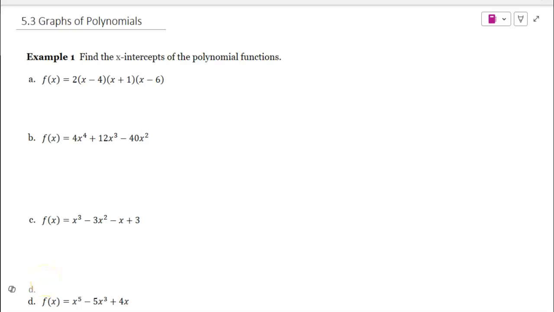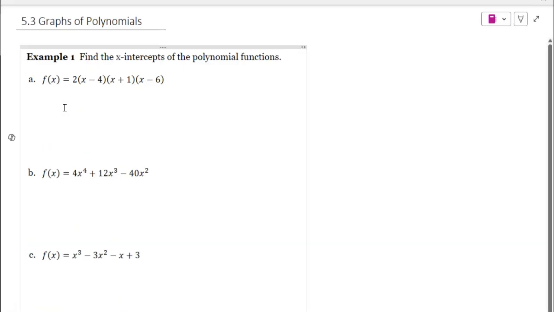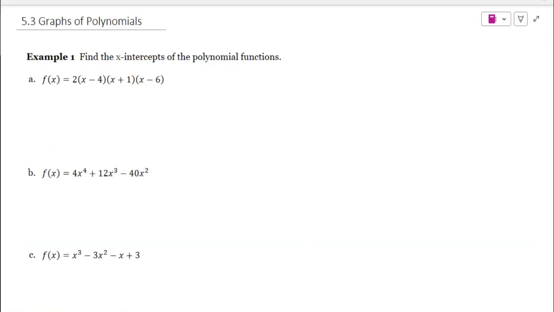Example 1, find the x-intercepts of the polynomial functions. For example A, we have something that is already in factored form. So to find the x-intercepts, we can just let this whole thing equal 0. So I'll set this equal to 0 like this.